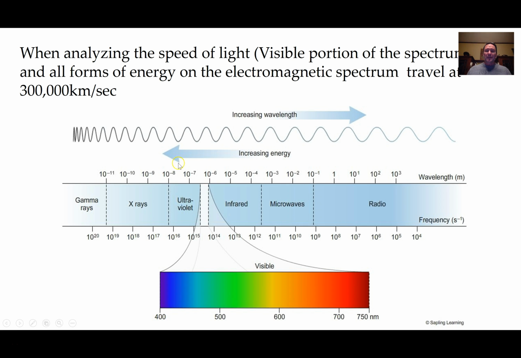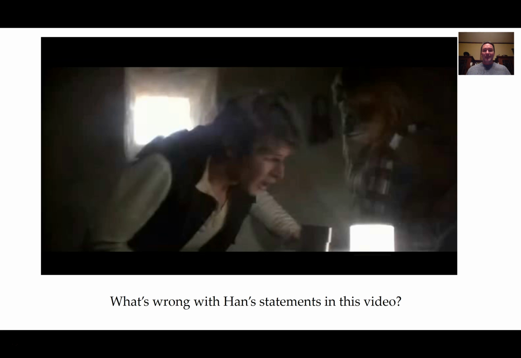A lot of people look at this and say, wow, the wavelength there is much shorter. The wavelength is the distance between the two peaks. The frequency is how many of those pass a given point. So of course this is high frequency, this is low frequency. Most people think that the speed of anything on the electromagnetic spectrum is dependent upon either the wavelength or the frequency. Please realize it is not.